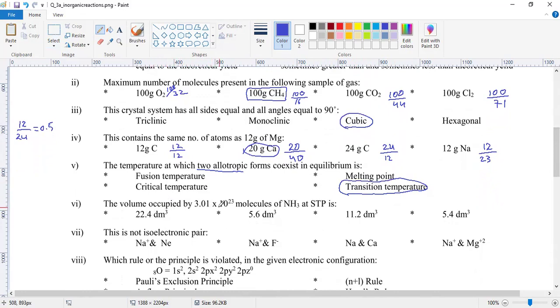The volume occupied by 3.01 into 10 raised to the power 23 molecules of ammonia. Remember that this is exactly half of Avogadro's number. So it means this is half a mole, so this is 0.5 mole. You know every mole of ammonia occupies 22.4 decimeter cube of gas. So if it is half a mole, then at STP it would be half of 22.4, and it is 11.2.